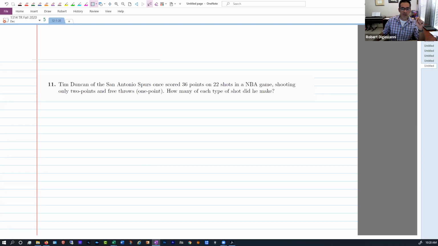Okay, so hopefully you know a little bit about basketball here. If you don't, this might be a little confusing, but he's only shooting 2-pointers and free throws. So he can only get 2 points at one time or 1 point. He's not shooting 3-pointers. All right, so the question is, how many of each type shot did he make? Now, believe it or not, this is a system of linear equations.